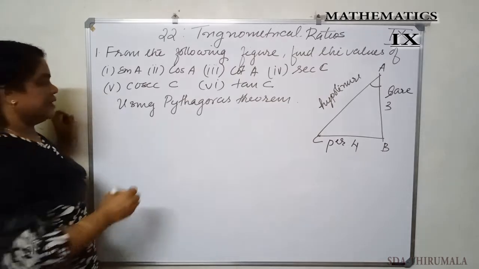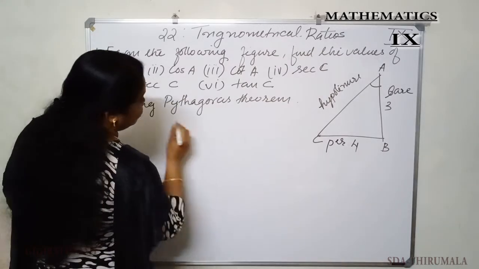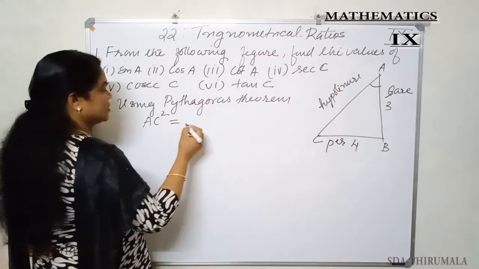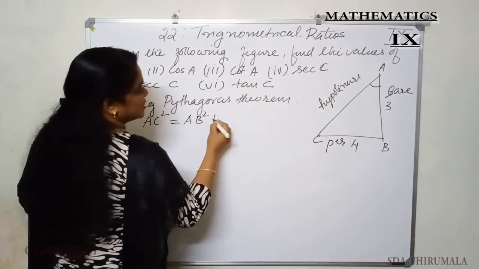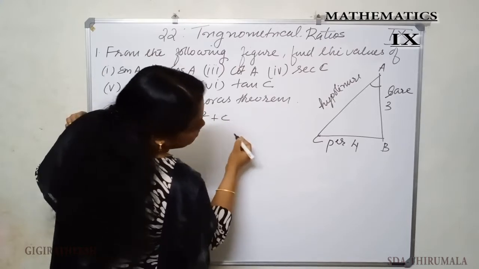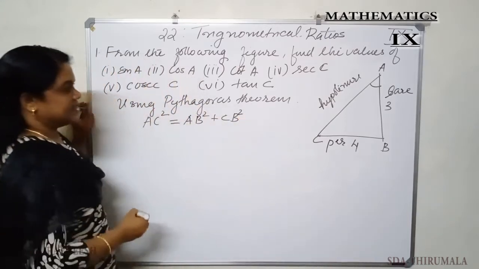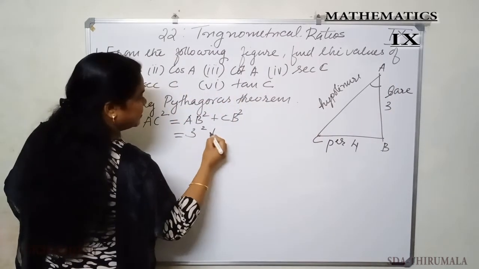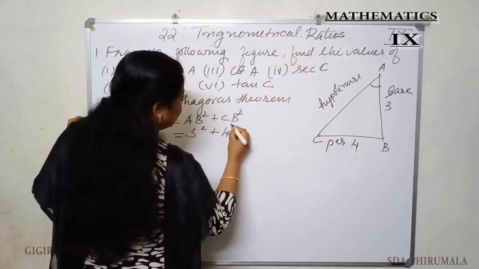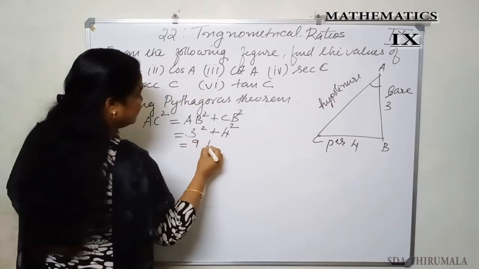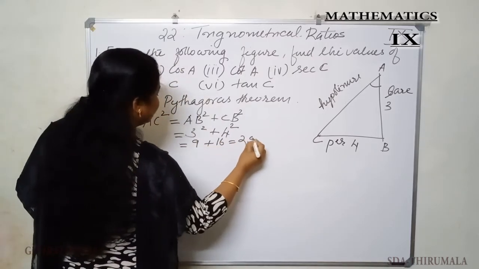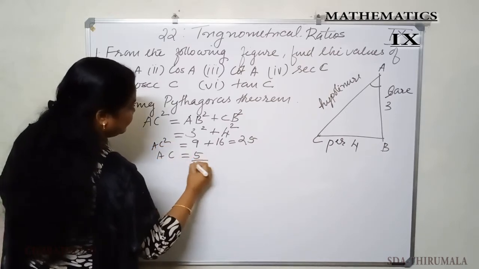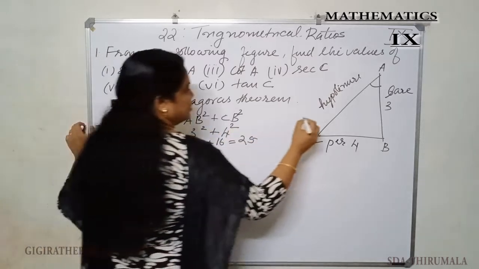AC square is equal to base square plus altitude square, that is AB square plus CB square. AB is 3, so 3 square plus CB is 4, 4 square. 3 square is 9, and 9 plus 16 is equal to 25. So AC square is equal to 25, and AC is equal to 5. The third side, the hypotenuse, is 5.